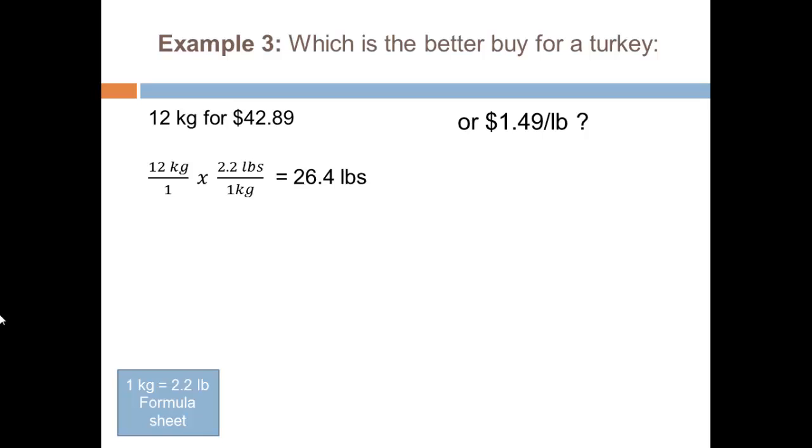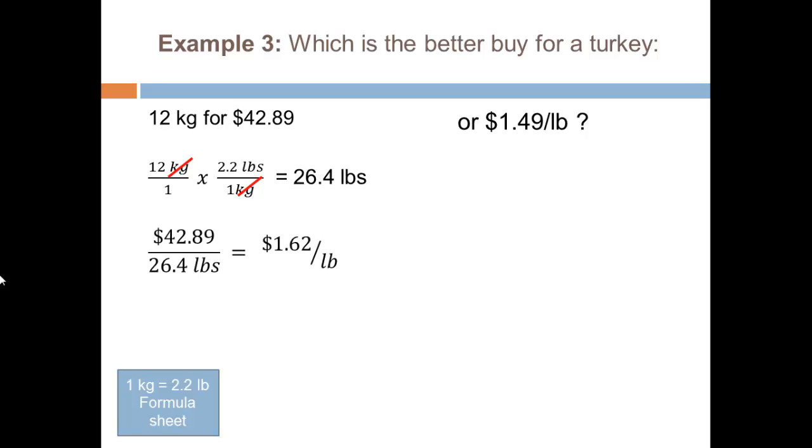Why this works well is if we think about what's on the top and bottom, we have kilograms on the top, with kilograms on the bottom, and both of these cancel out, and what we have left over on the top is pounds. So we just multiply 12 by 2.2, and we get 26.4 pounds.